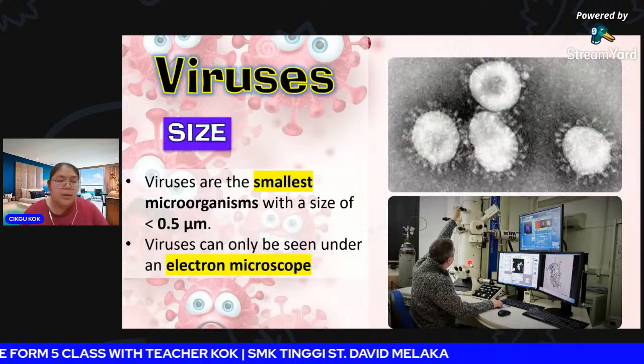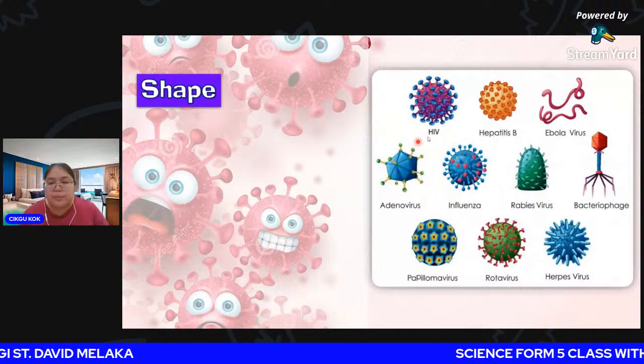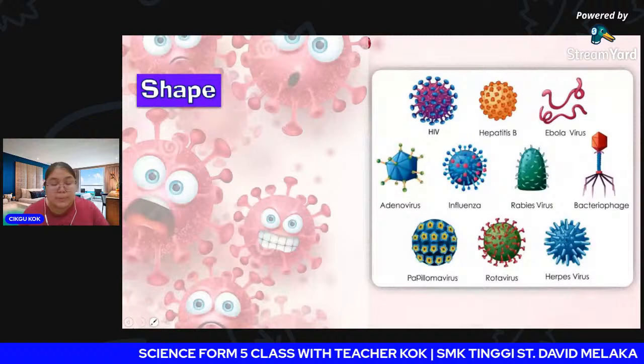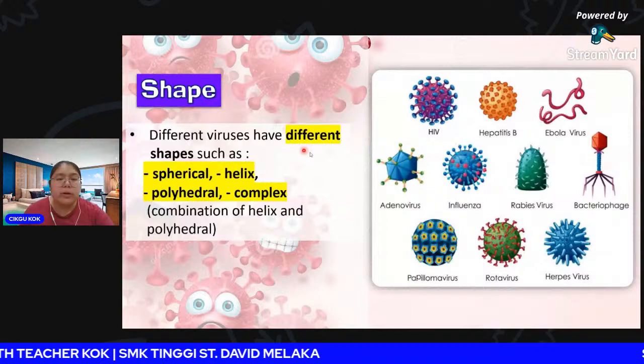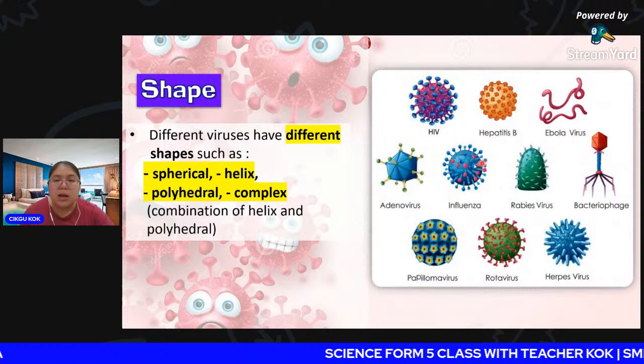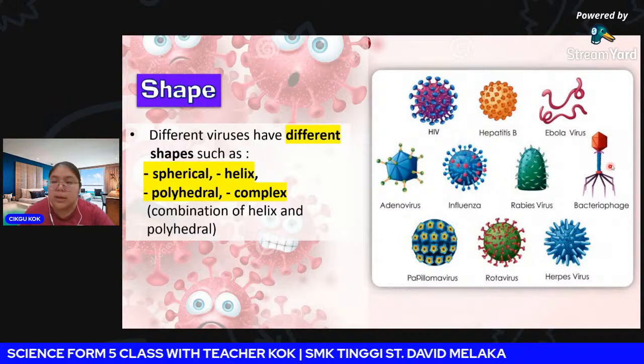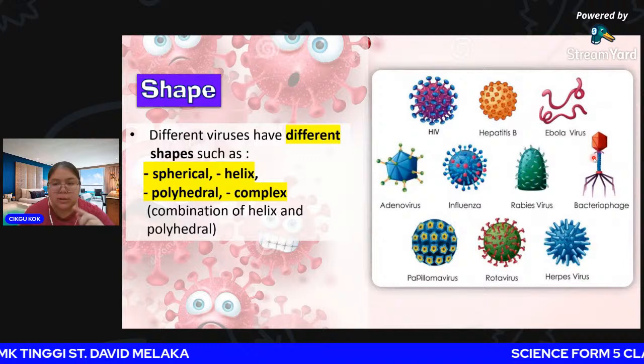Then we're going to see the shape. There are so many shapes, different shapes and also different sizes. Different viruses have different shapes, such as spherical. You see the shape for HIV and hepatitis. This round one is spherical. Then the helix. This part has turning, just like a rod, with a track turning just like a nail. That one is a helix.